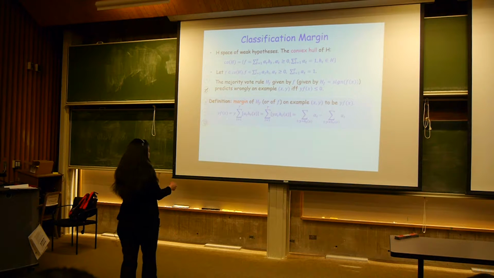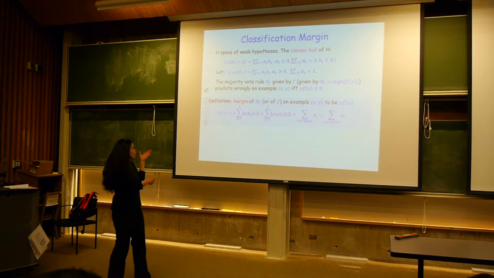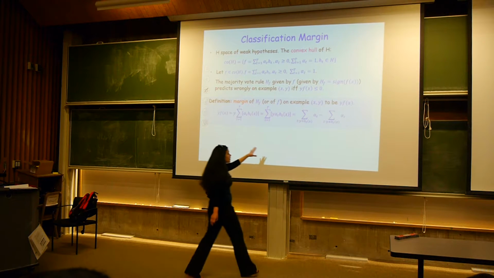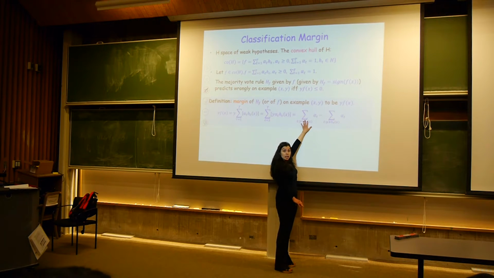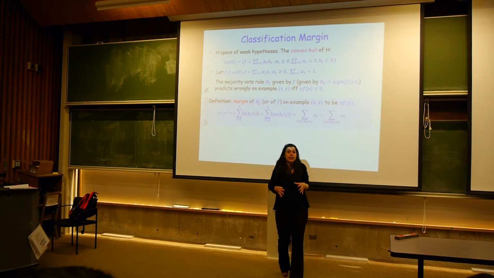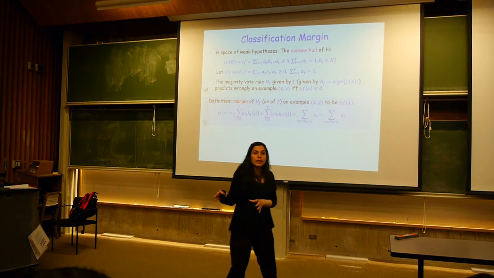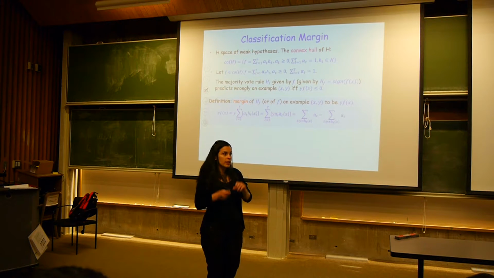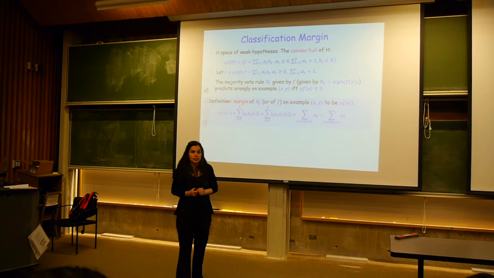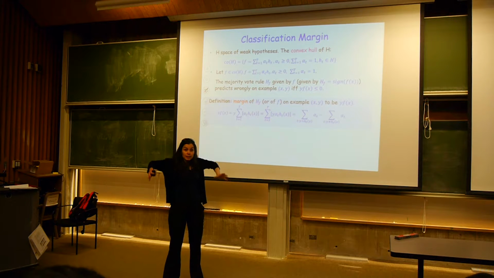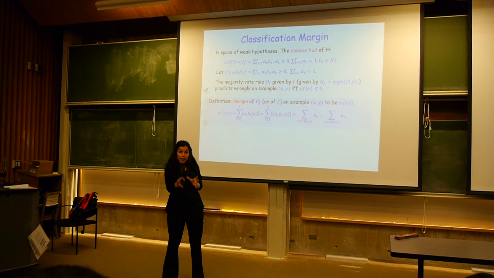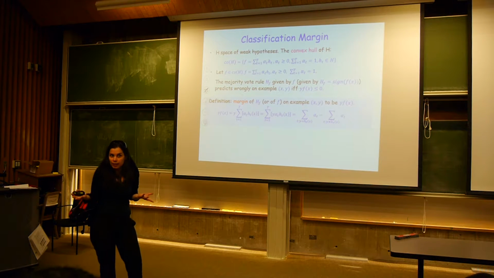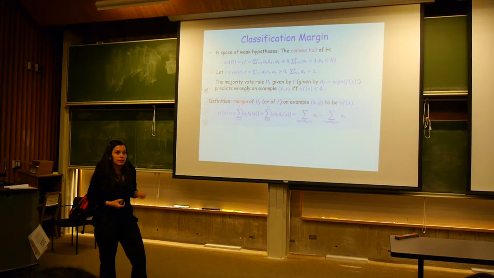Then we can define the confidence or the margin that the final classifier has on an example X as the weight on the weak learners that agree with the true label minus the weight on the weak learners that disagree with the true label. So that's what the confidence or the margin is. The total amount of weight I have on the weak learners that are correct minus the total amount of weight that I have on the weak learners that are incorrect. It's a very natural notion of margin.